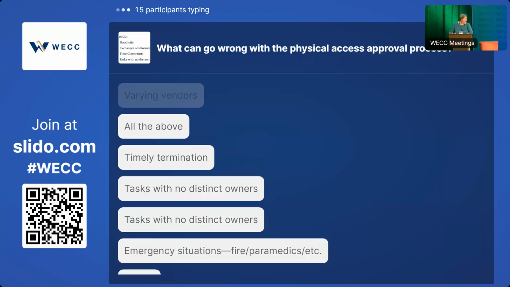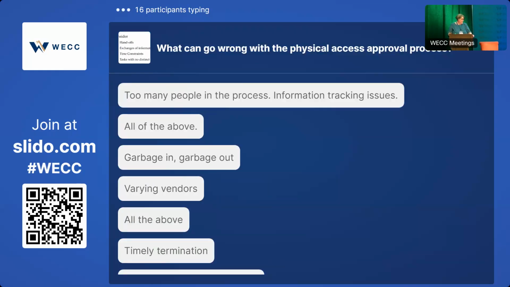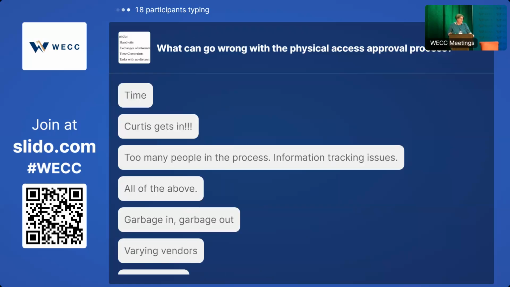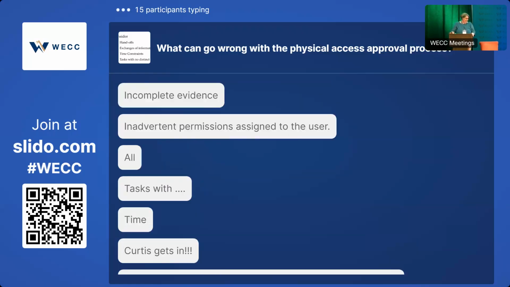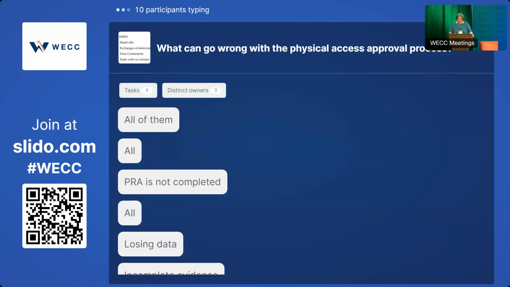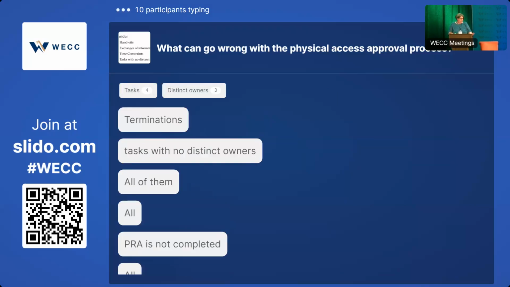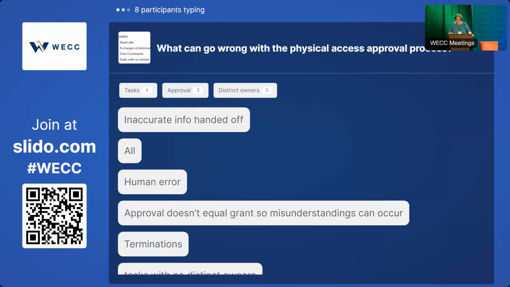Here we go. Okay. Well, yes, all of the above. Varying vendors, garbage in, garbage out. Too many people in the process, information tracking, inadvertent permissions. Yes, we've seen that. So if we stick with the specific categories that we talked about, I want to point to a couple of things.